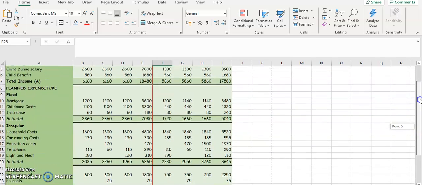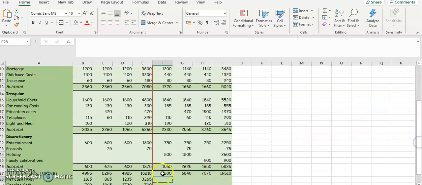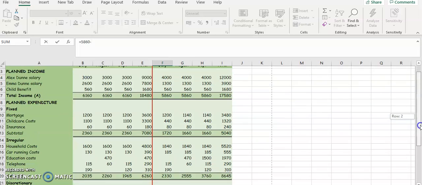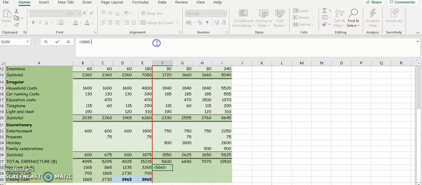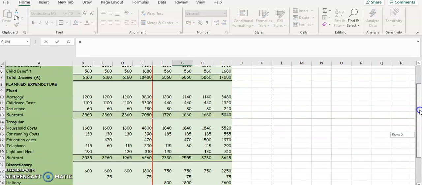So we're going to take our total income up here, and we're going to take it away from our total expenditure, which is here. So our total income for July is 5,860. And from that, then we're going to take away our total expenditure for July, which is 5,600. And that gives us 260. We're going to do the next month then.